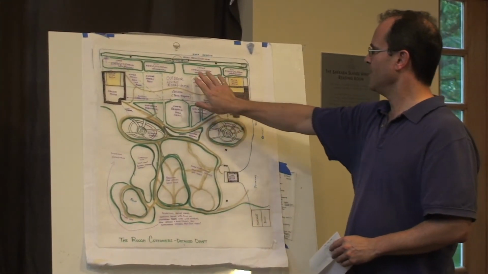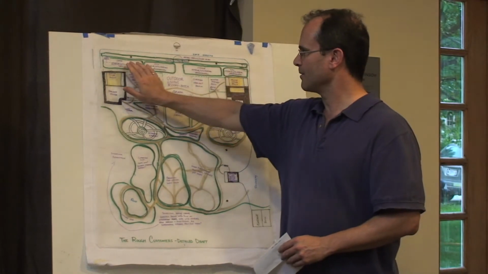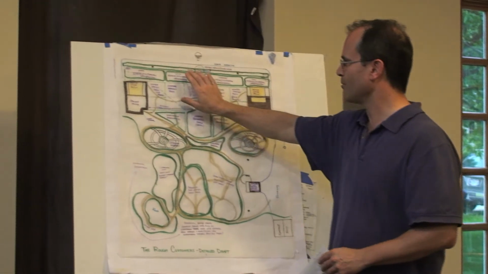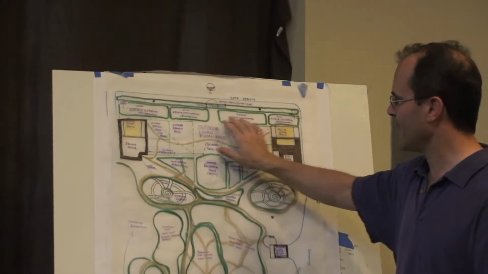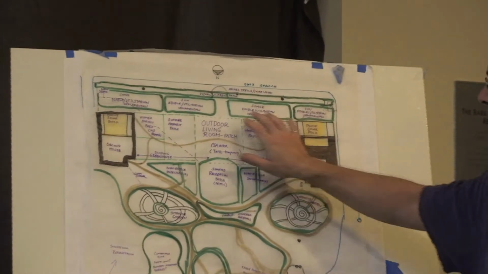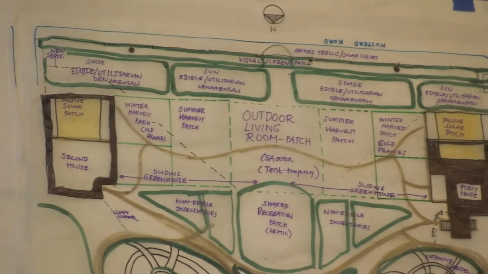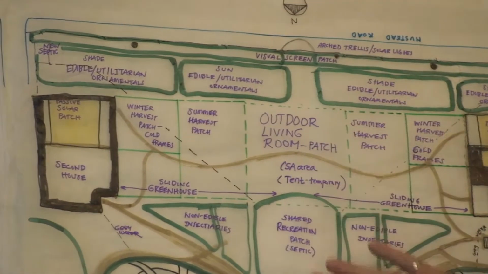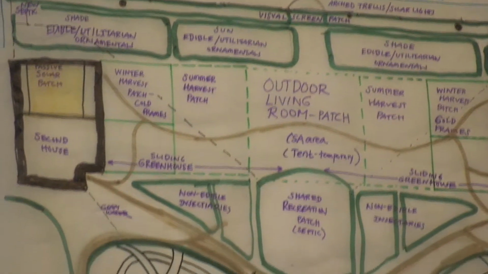We looked at having cold frames and winter greenhouses here that would slide away from the house in the summer, so they'd be accessible from the house, and then help heat the house, and then in the summer they'd be hot houses. And then we looked at having an outdoor area here for recreational activities and social activities.